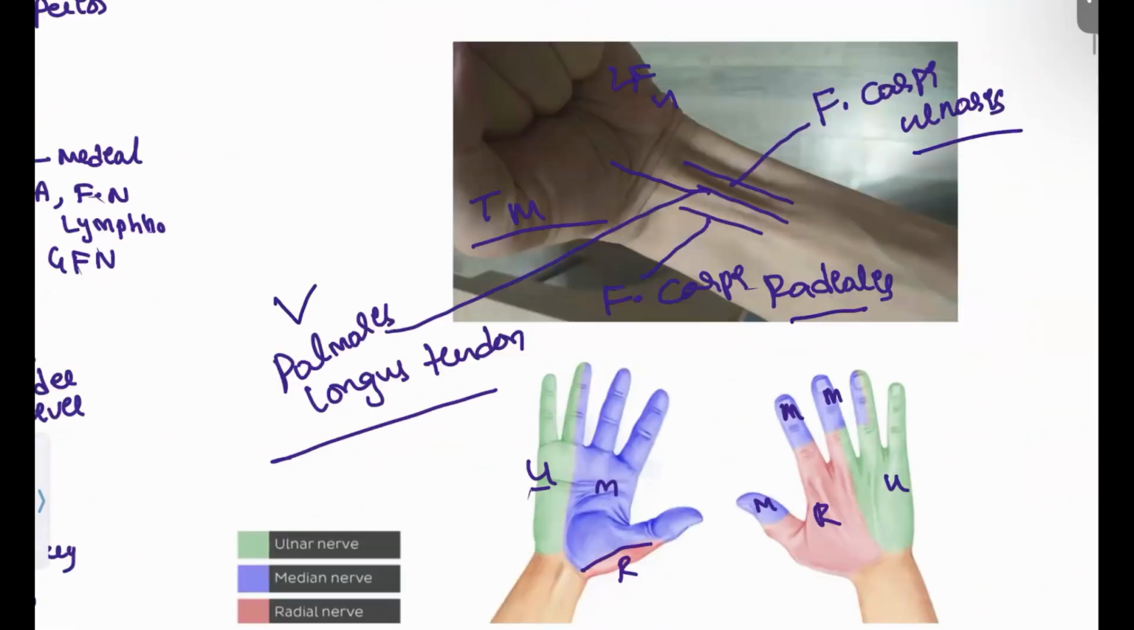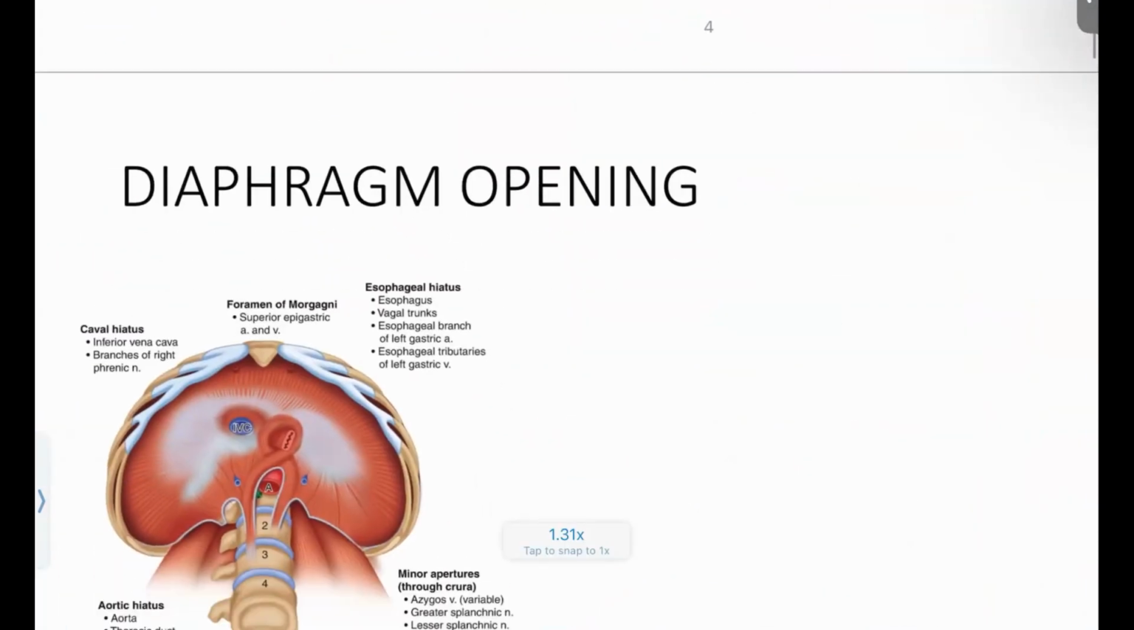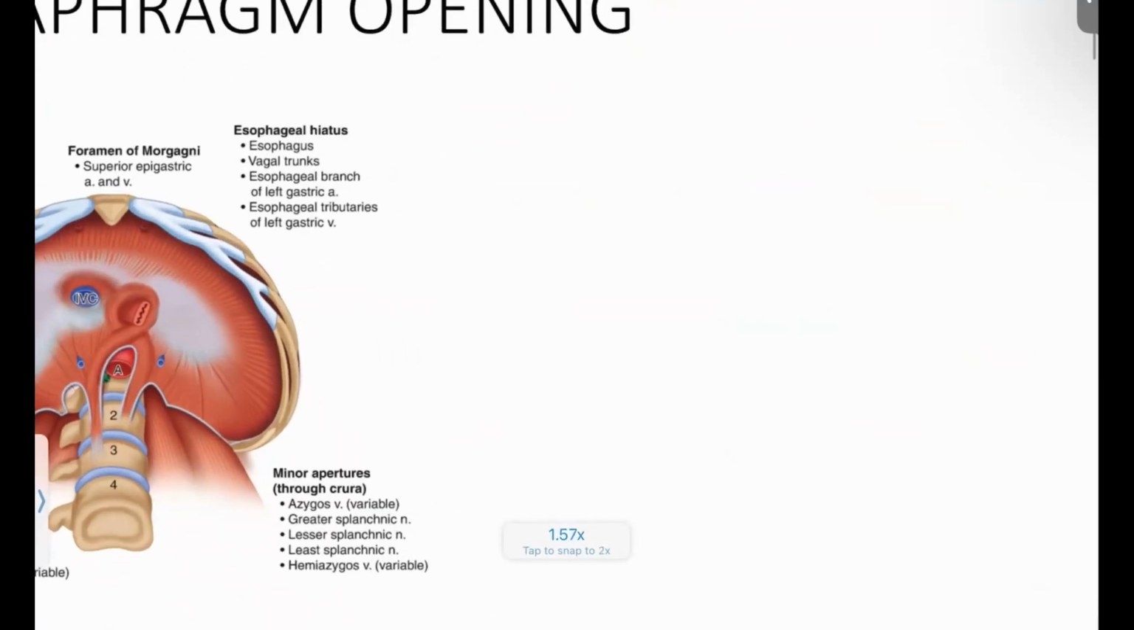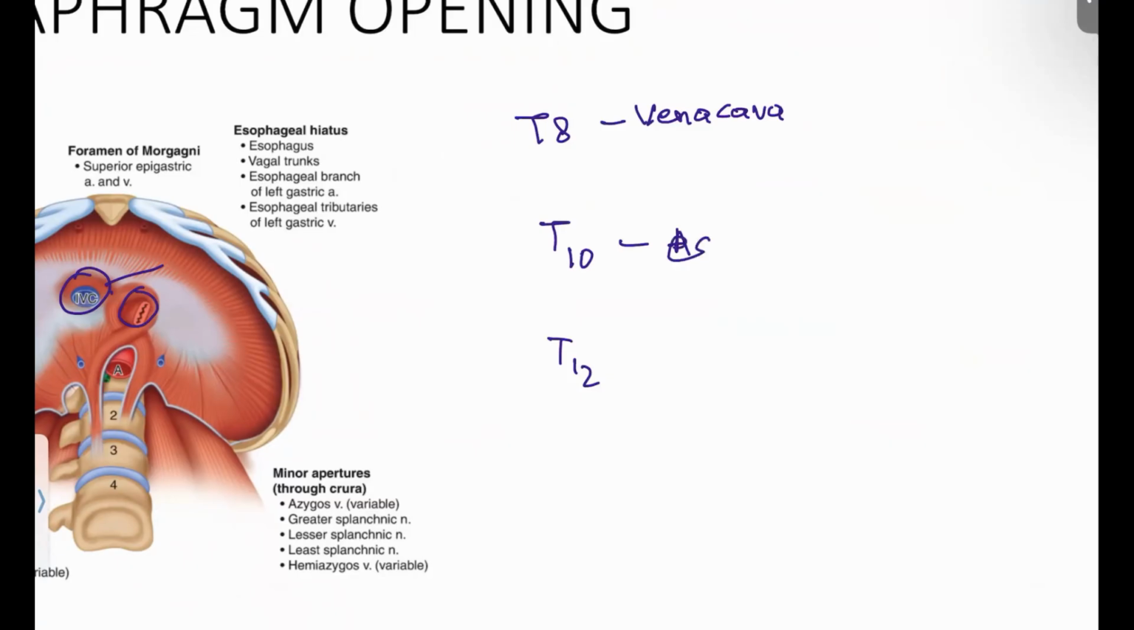All right, next one. Diaphragm openings. Remember like this way: T8, T10 and T12. What are the openings at T8? Mostly this is your vena cava opening. Here you can see this is the vena cava opening. And next one, the T10, that is the opening of the esophagus. And next one, T12 is the opening for the aorta.